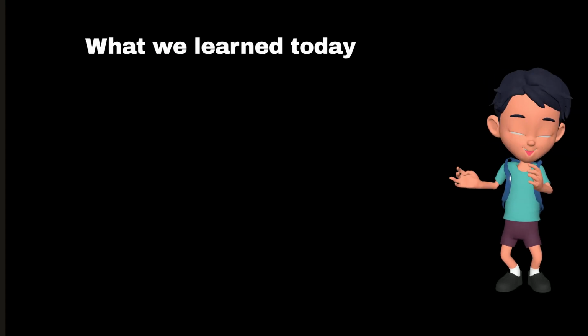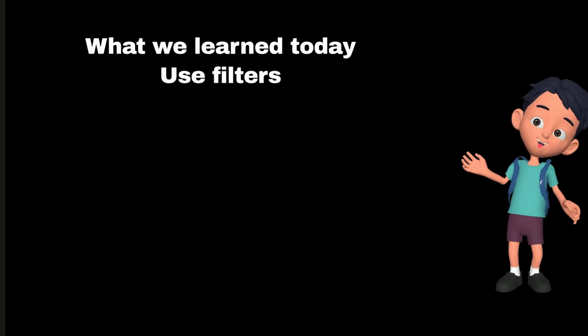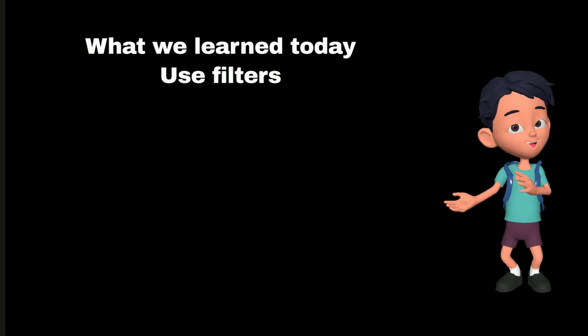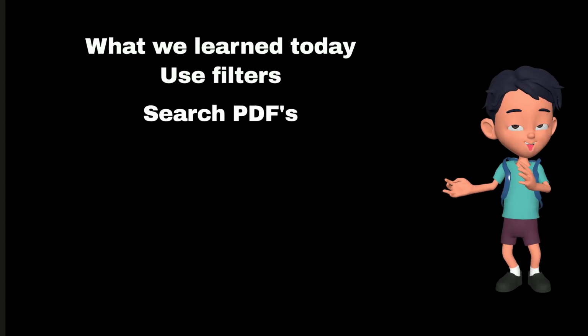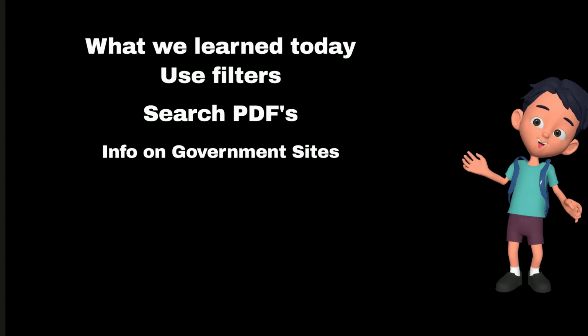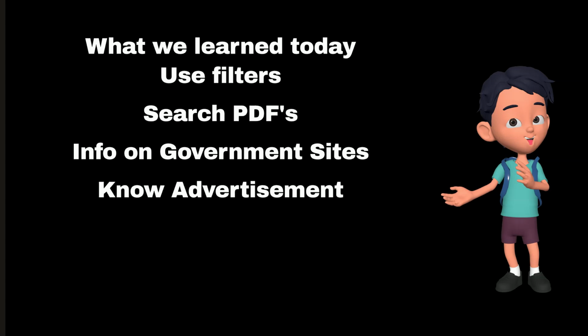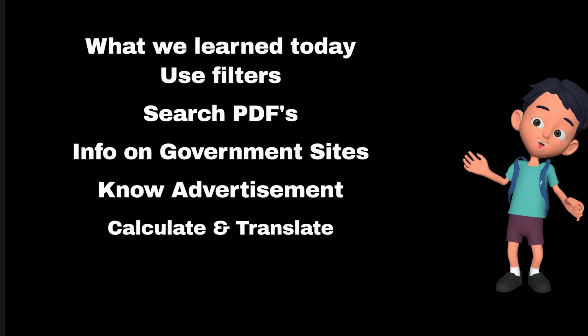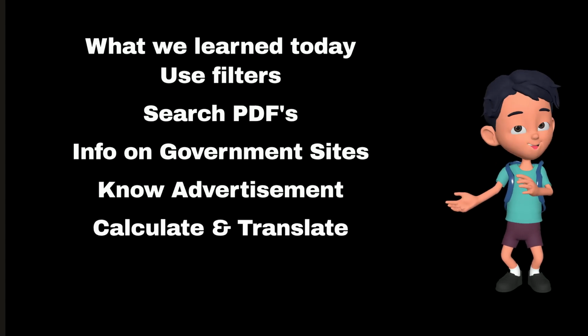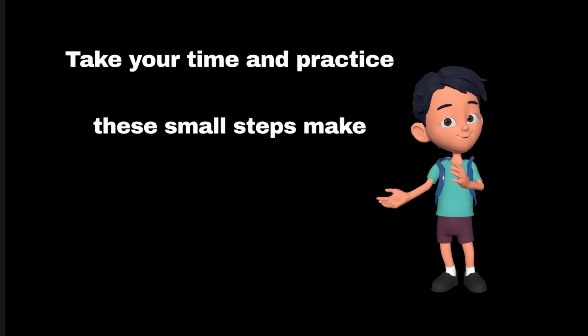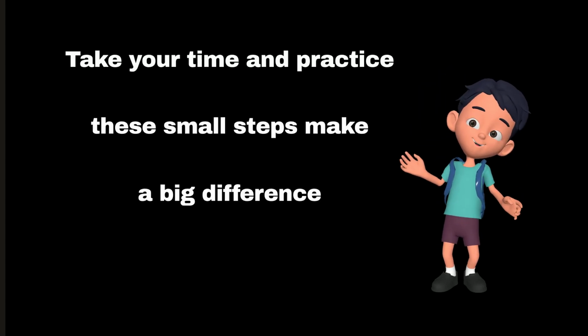Let me repeat what we learned today. Use filters like images, news, or videos to get better results. Try searching for PDFs or government sites if you want trusted info. Look for ad or sponsored to know it's an advertisement. Ask Google to calculate or translate for you. Take your time and practice. These small steps make a big difference.